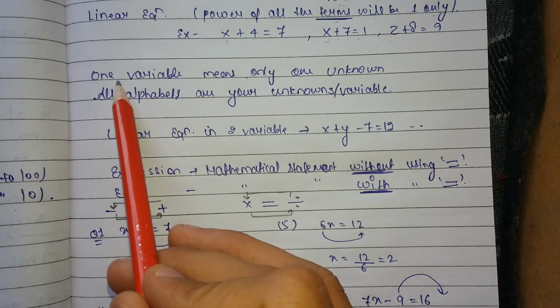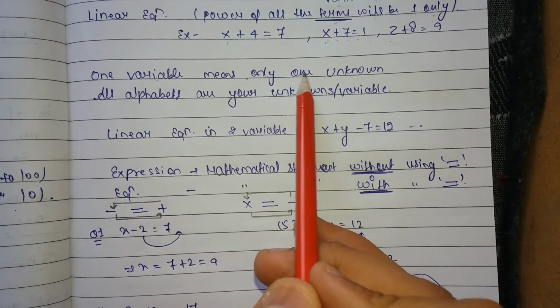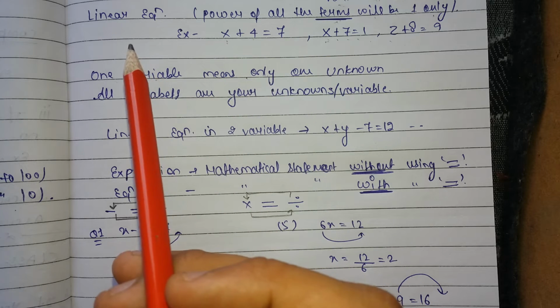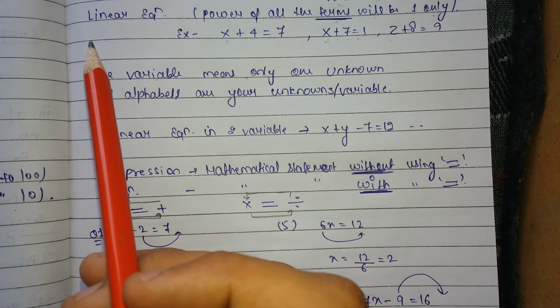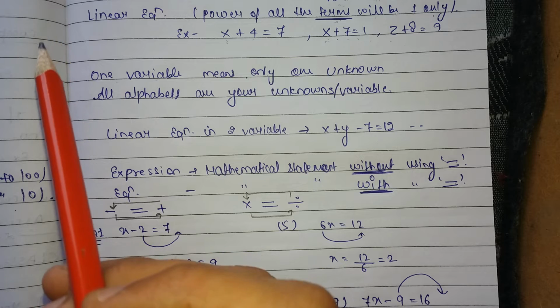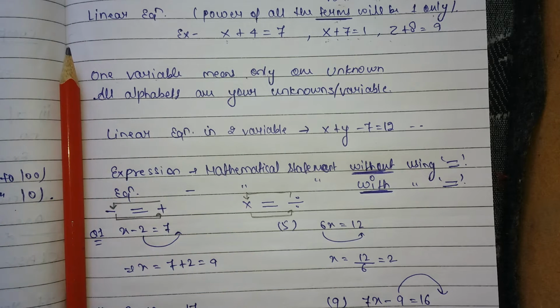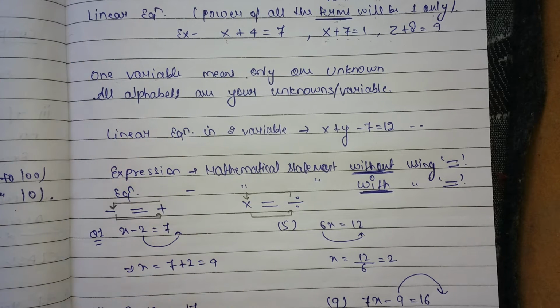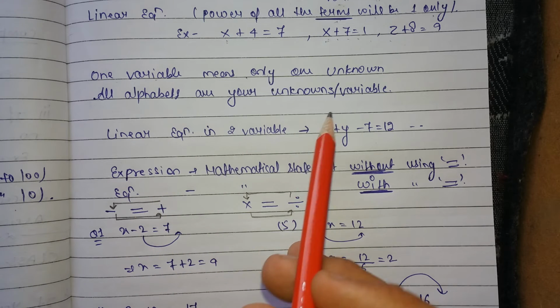Now one variable means only one unknown variable. It was already told to you in your previous classes that a variable is something which can vary, or the unknowns whose values you have to find out. The unknowns will be in the form of letters of the English alphabet. All those are your unknowns.